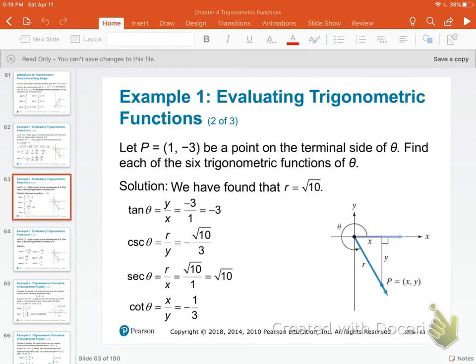The other 4 functions are easier. We just use the definition for this right triangle, right? What's tangent? Tangent is opposite over adjacent, so -3 over 1. And then flip the other 3, and you get the last 3 trig functions. So the key is sine and cosine.